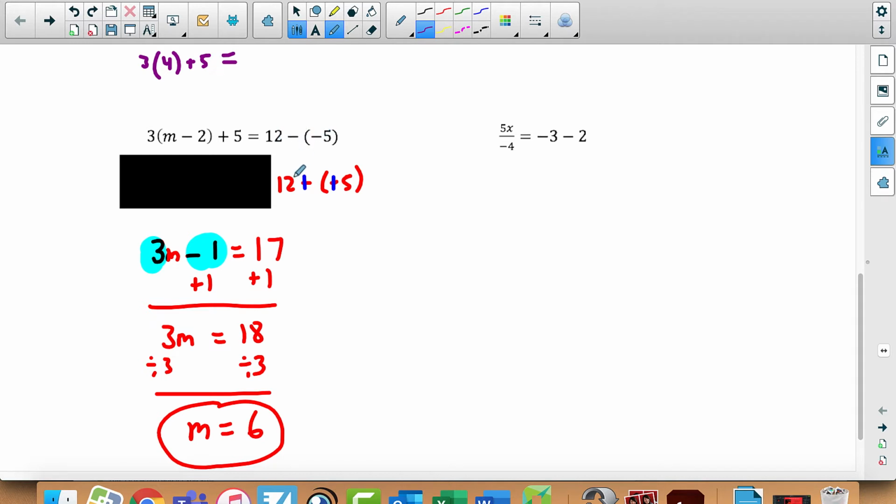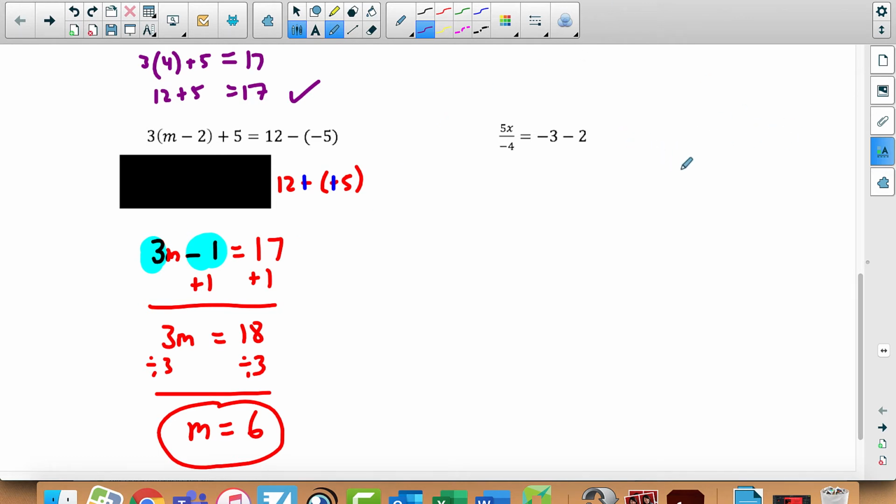We already did that, right? Right here, 12 plus positive 5, it's 17. Is this true? Well, let's see. 3 times 4 is 12 plus 5, and 12 plus 5 definitely is 17. We got it right. So it works. No matter how hard the questions are, how complicated they are, you can always check your answer if you wish.